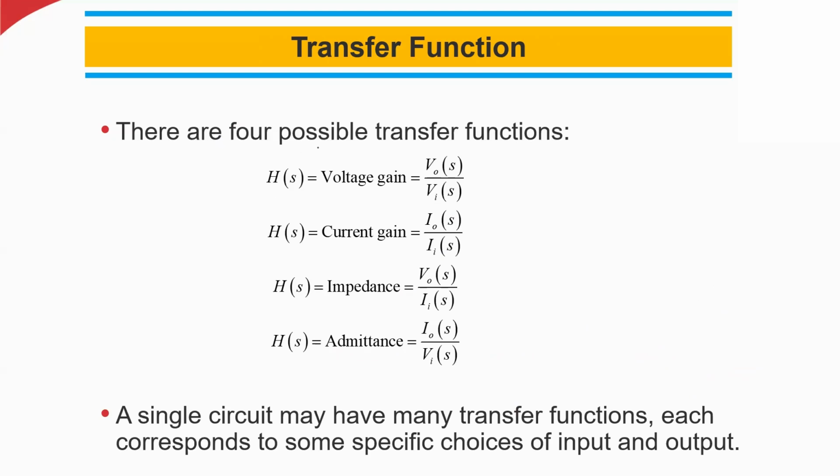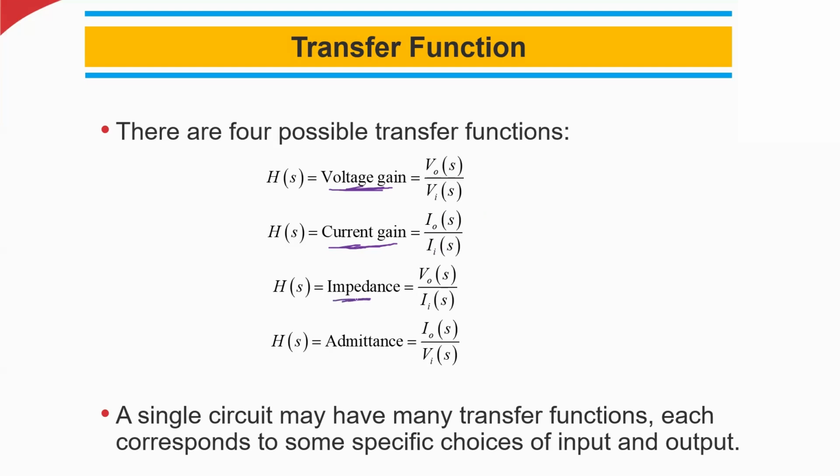And there are 4 possible transfer functions. For example, in the voltage domain, output voltage divided by input voltage, so VO of S divided by VI of S. This is the voltage gain. So we are writing with respect to voltage, output voltage divided by input voltage. If we talk about current gain, then we talk in terms of output current divided by input current, so IO of S divided by II of S.